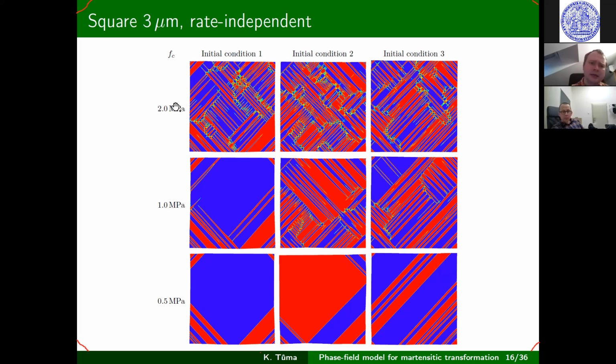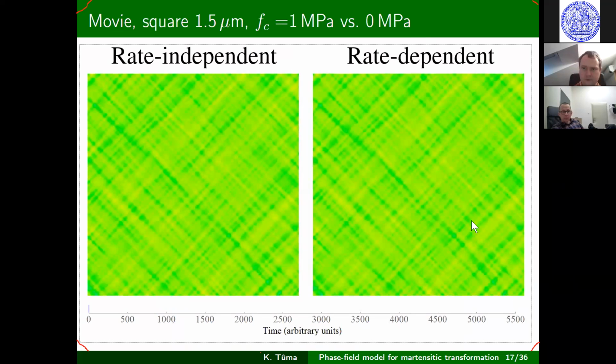What you can see is that for the highest critical driving force, the microstructure gets stuck very soon. And you can see a lot of small areas of two phases, blue and red. And as you decrease the critical driving force, the areas are bigger, because there is nothing that would stop the transformation. So all of this is the steady solution.